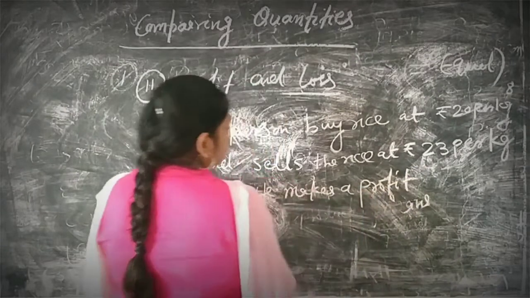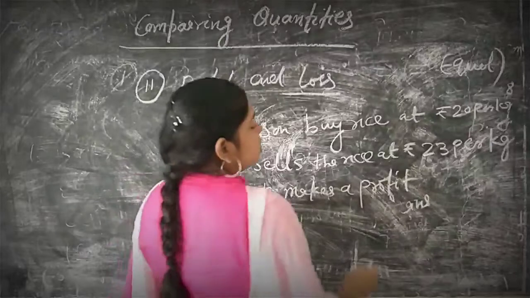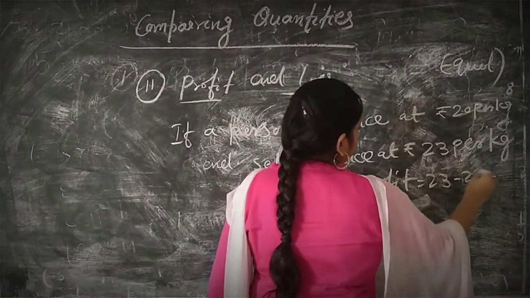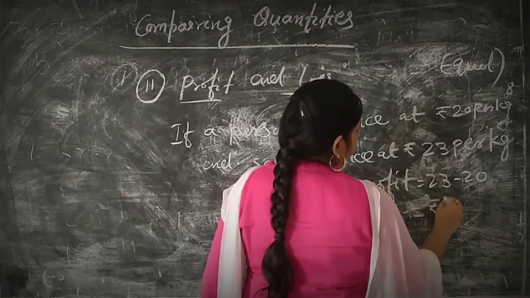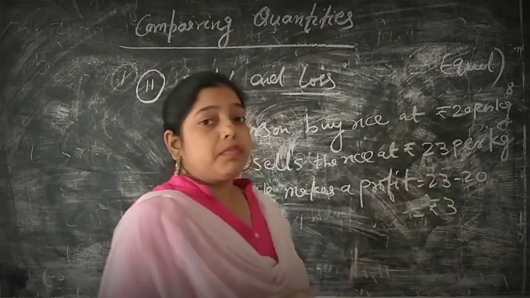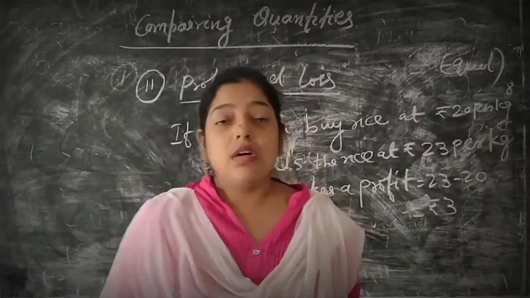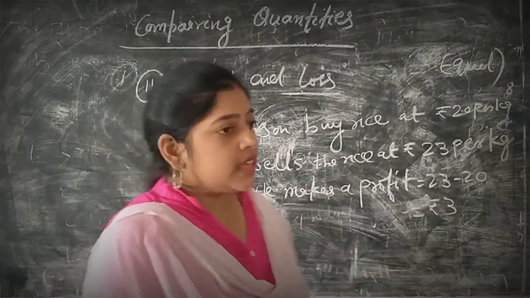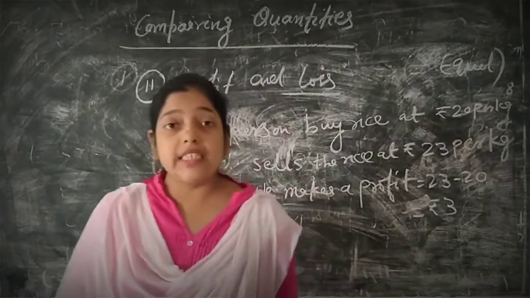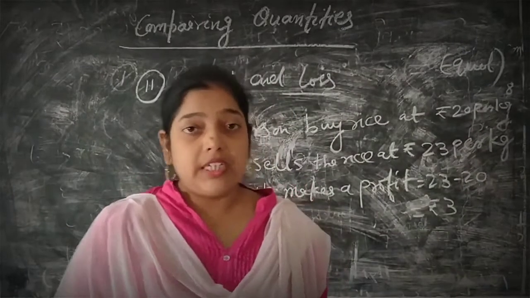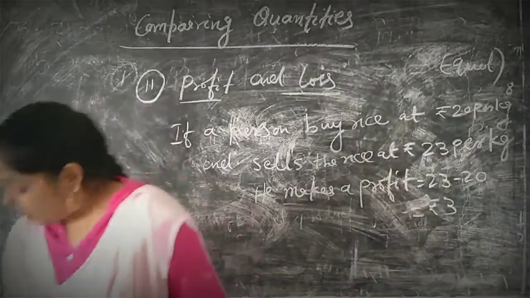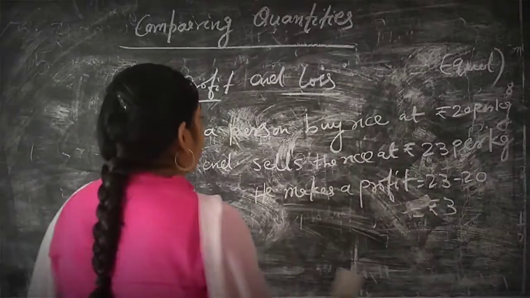He makes a profit. How much profit? 23 minus 20 is equal to 3. So he gets a profit of 3 rupees per kg. But in another example, if a person buys rice at rupees 20 per kg and sells it at 18 per kg, he makes a loss.